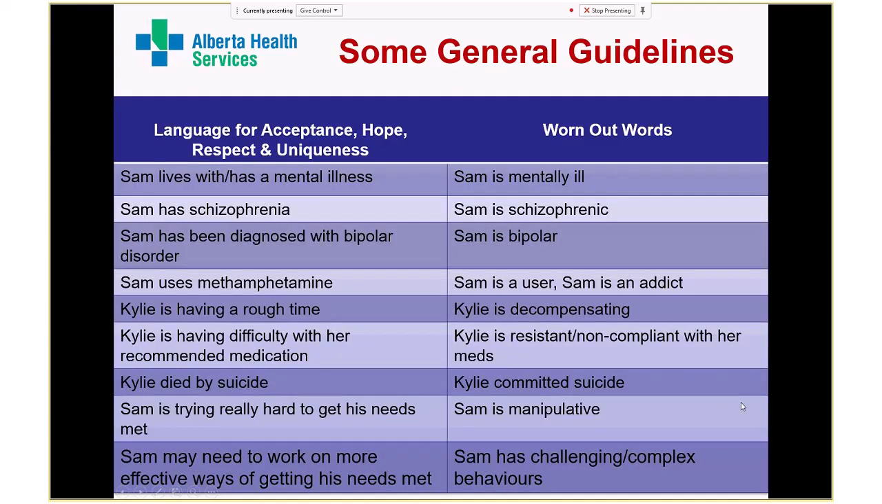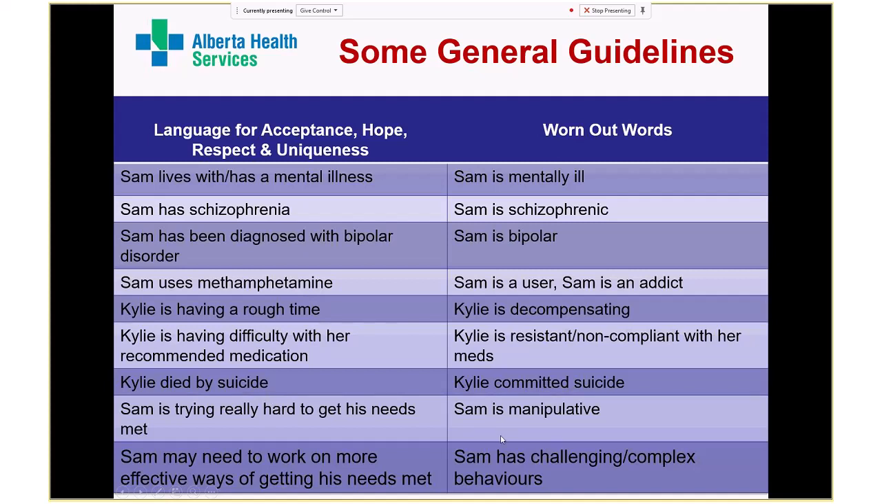The language we use makes a difference to the way we think as well as to the way our clients perceive us. When we think of some of the worn out words that most of us have probably been trained in and are used to saying, Sam is mentally ill, Sam is schizophrenic. We need to change that thinking and the way that we speak our words and the way we think our words, for language to be of acceptance, to be hopeful, respectful, and look at the uniqueness of each of our clients. So instead of saying Sam is mentally ill, we would want to say Sam lives with mental illness. Instead of saying Sam is a user, we would want to say Sam uses methamphetamine. Instead of saying Kylie committed suicide, Kylie died by suicide. And I get trapped in these quite a bit.